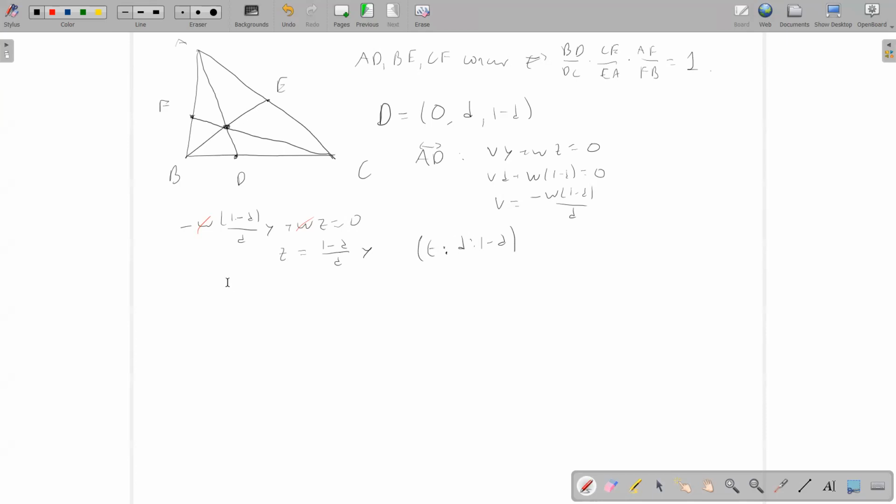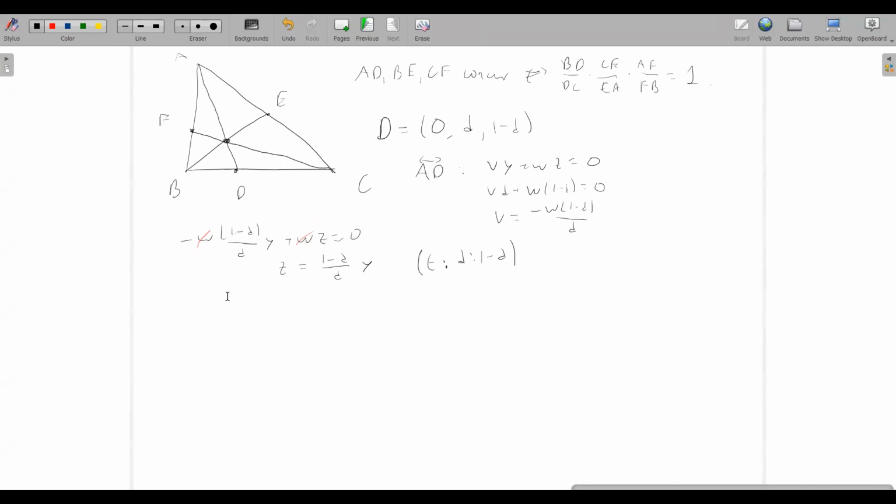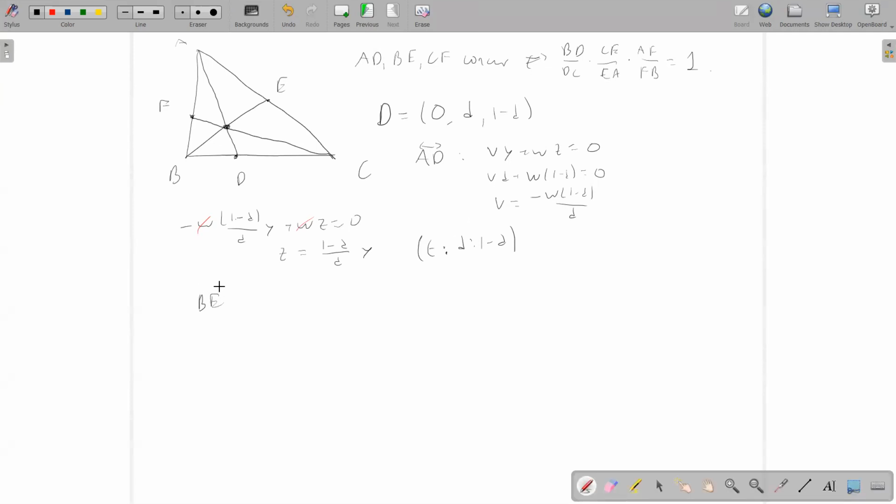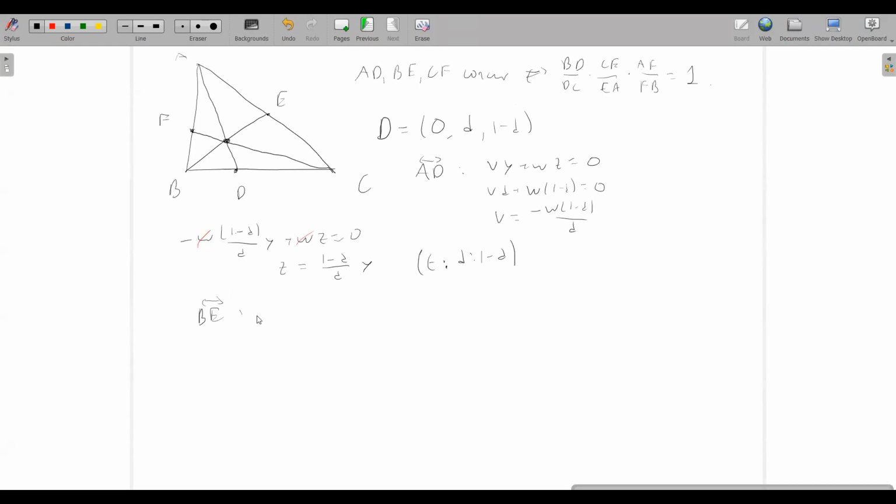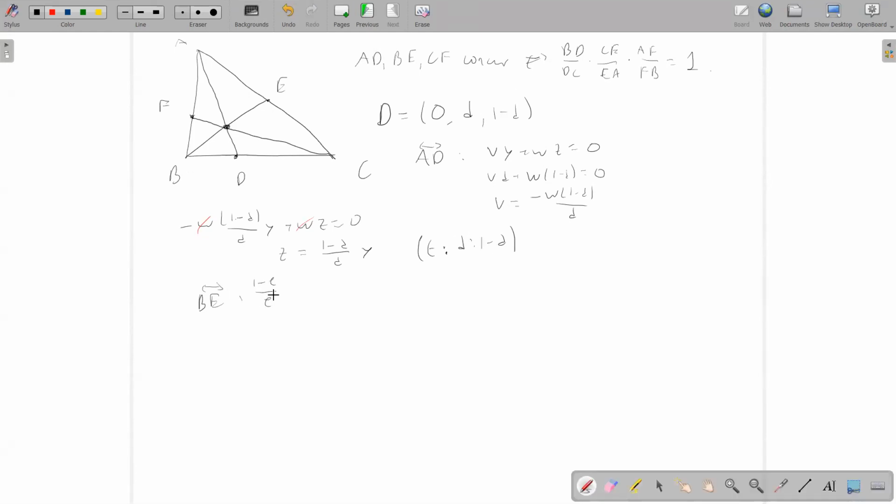Similarly, we'll get that BE has equation Z equals 1 minus E over E times X, and CF has equation, sorry, I said all of them, Y equals 1 minus F over F times X.